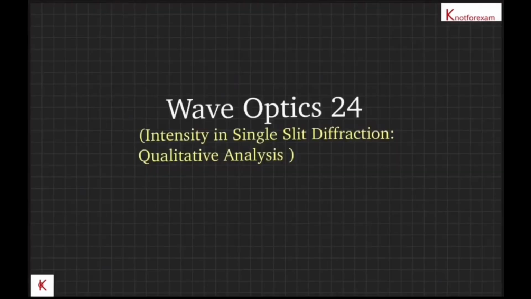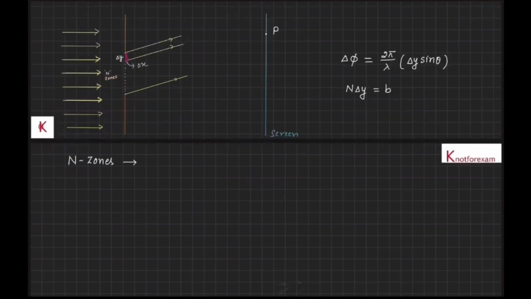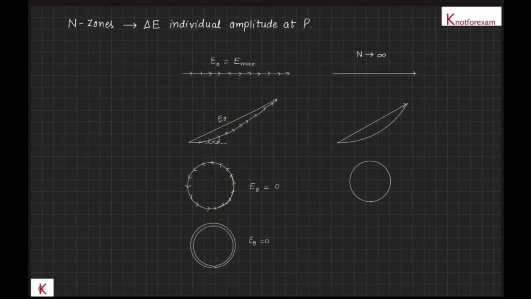We are going to discuss intensity in single slit diffraction qualitatively. We can divide slit width b in n equal zones, each of width delta y, such that n delta y is equal to b. Phase difference between two wavelets at a distance delta y will be delta phi, that is 2 pi by lambda into delta y sin theta. Also, let due to each zone, delta E is the individual amplitude at P. At theta is equal to 0, delta phi is equal to 0 between adjacent waves at delta y distance apart, and the net amplitude will be E maximum, as can be seen from the phasor diagram.